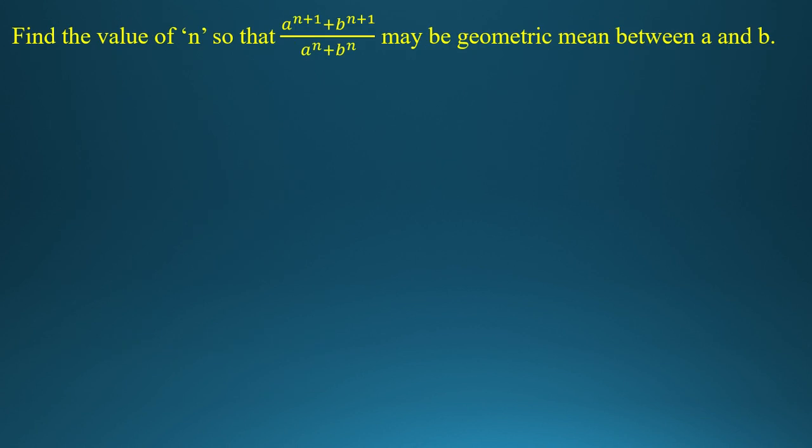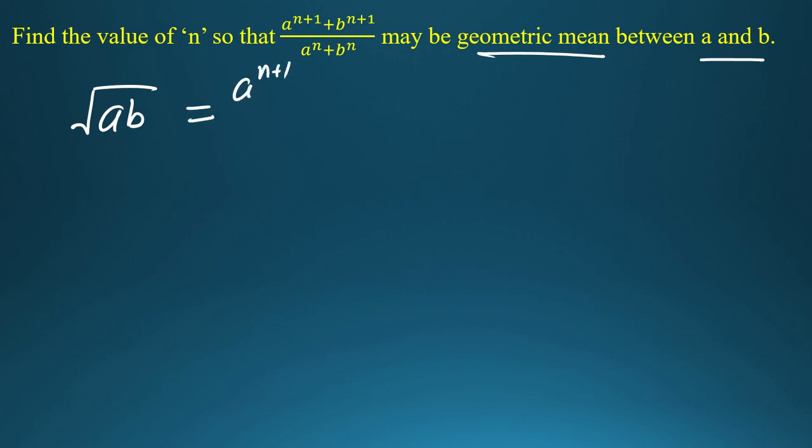Now next is, this is a very important question from NCERT. Find the value of n so that a to the power n plus 1 plus b to the power n plus 1 upon a to the power n plus b to the power n may be the geometric mean between a and b. So what is the geometric mean of a and b? It is square root of ab, if you remember this formula, and it is equal to what? This expression, a to the power n plus 1 plus b to the power n plus 1 upon a to the power n plus b to the power n.